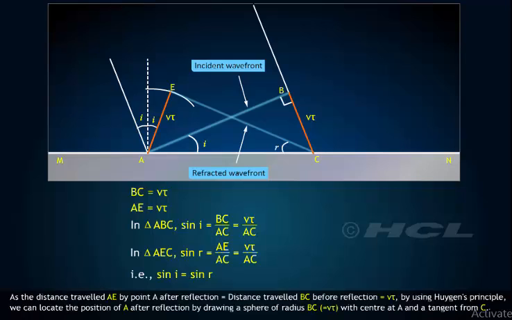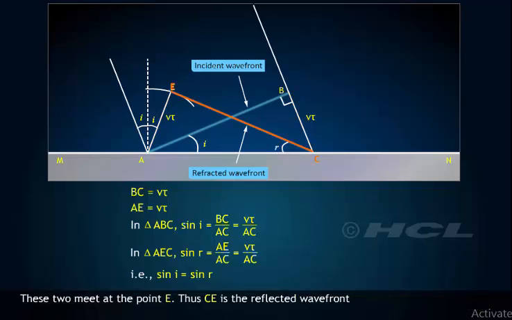As the distance traveled AE by point A after reflection equals the distance traveled BC before reflection equals Vt, by using Huygens principle, we can locate the position of A after reflection by drawing a sphere of radius BC equals Vt with center at A and a tangent from C. These two meet at the point E. Thus, CE is the reflected wavefront.